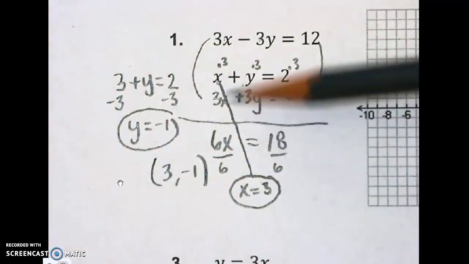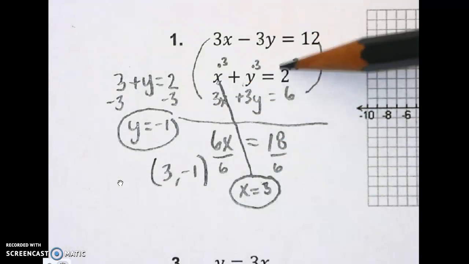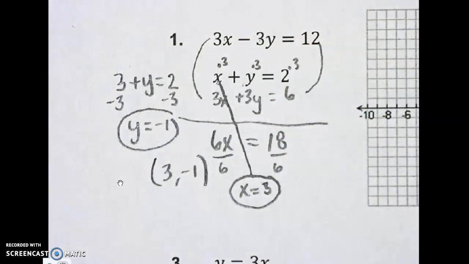You could always type these two equations into Desmos and see where they cross. That'd be a way to check your answer anytime you do a system, because you'd see the crossing point would be that.